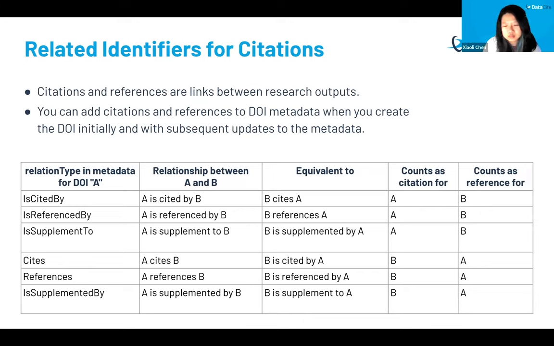So the table here elaborates on the specific meaning of the relations and how DataCite processes and displays the statistics derived from them. And these are quite easily confused. So it's a good idea to put a pin on this slide, make a screenshot of this and find the table on the DataCite support site. Please put a link.